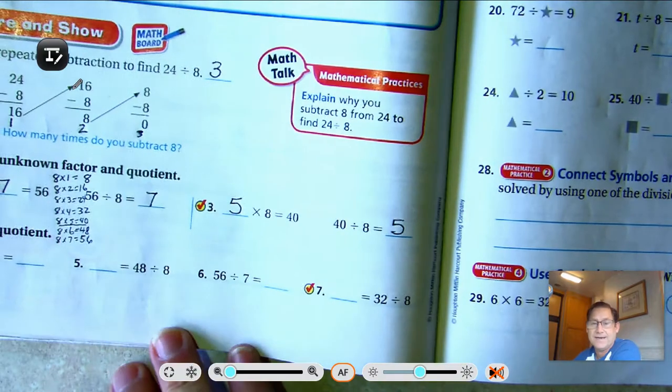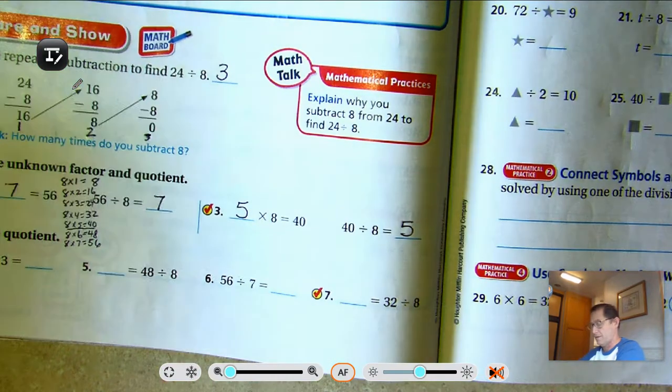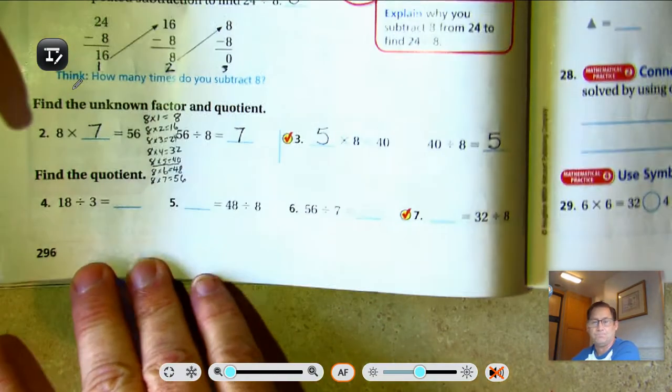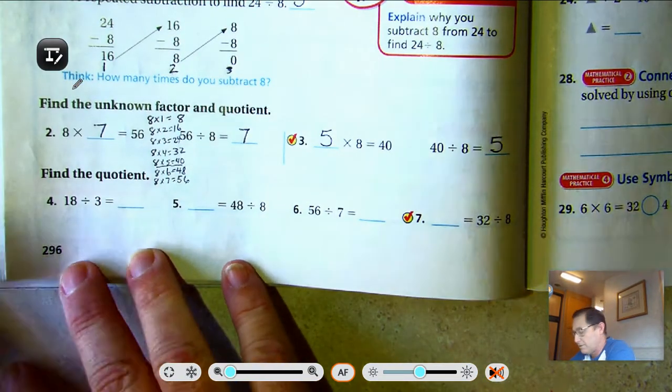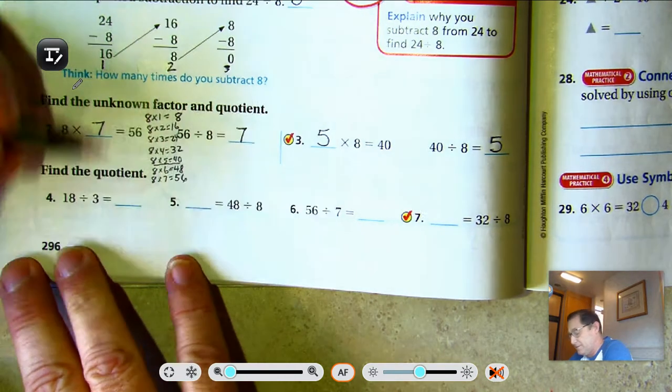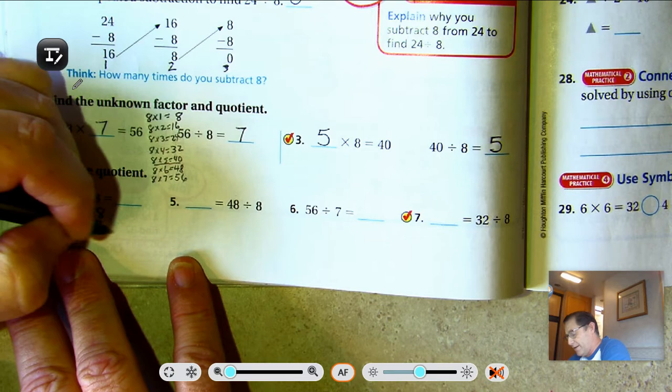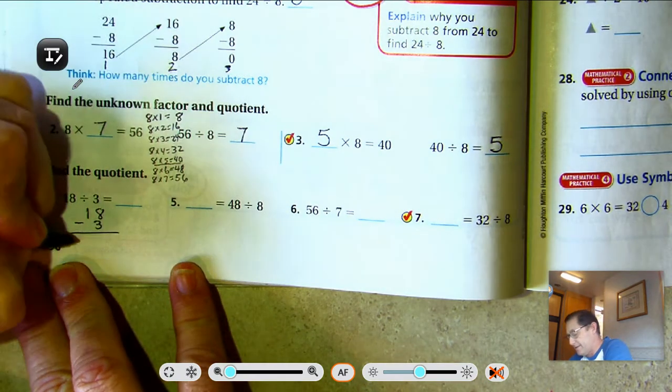And 40 divided by 8 is 5. Okay, so find the quotient 18 divided by 3. Well, let's go ahead and practice repeated subtraction in this lesson. So we have 18, and we're going to divide by 3. So 18 take away 3 is 15.